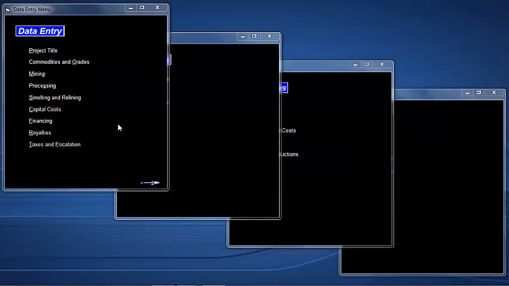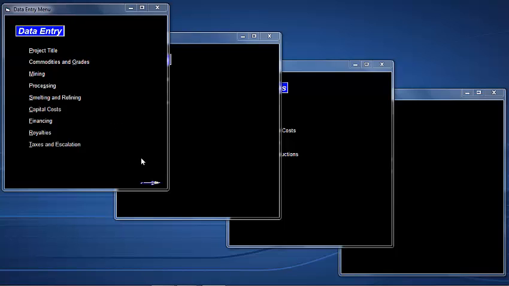The program, in essence, takes cost, revenue, and production data for a specific project and determines net present values and internal rates of return, and can be used to determine break-even points. You can run sensitivity analyses, and you can do risk assessments, Monte Carlo style risk assessments.